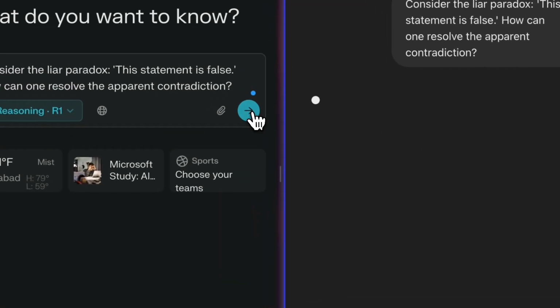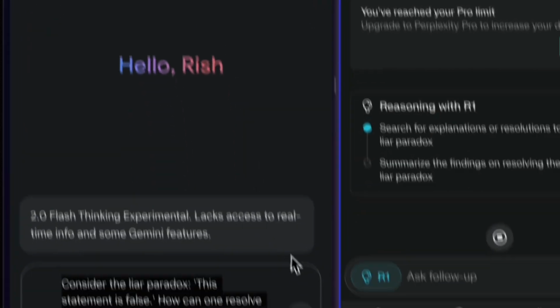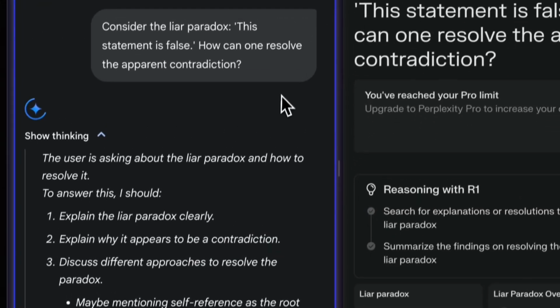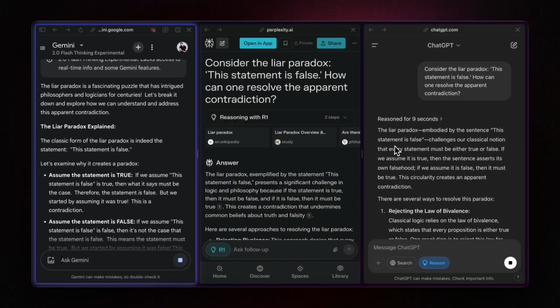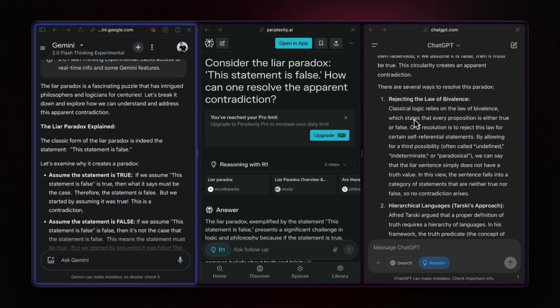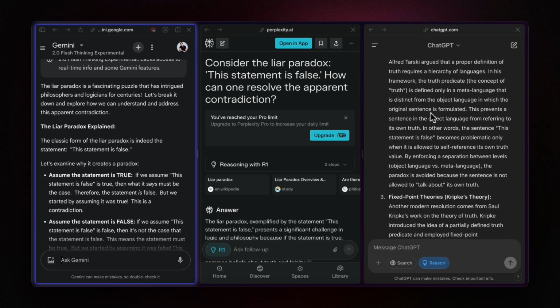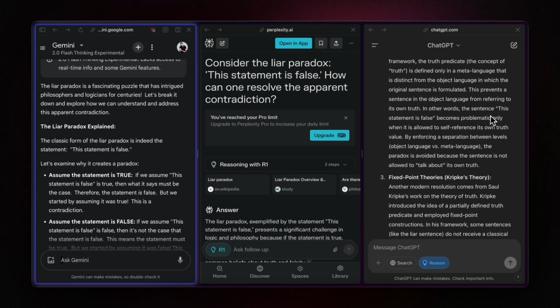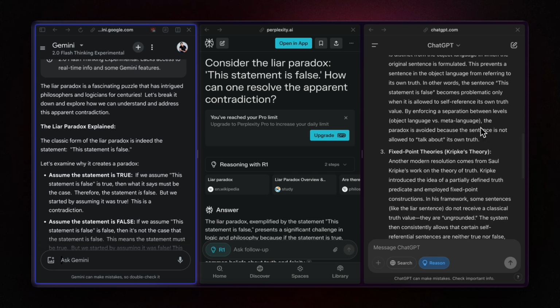So I would paste it here, and this time I would start with ChatGPT, R1 in the middle, and I would enter Gemini last. Okay, so let's go with ChatGPT first. The liar paradox, rejecting the law of bivalence. Classical logic relies on the law of bivalence, which states that every proposition is either true or false. It's just telling us how recursive sentences might be a use case of this particular approach. The paradox is avoided because the sentence is not allowed to talk about its own truth.